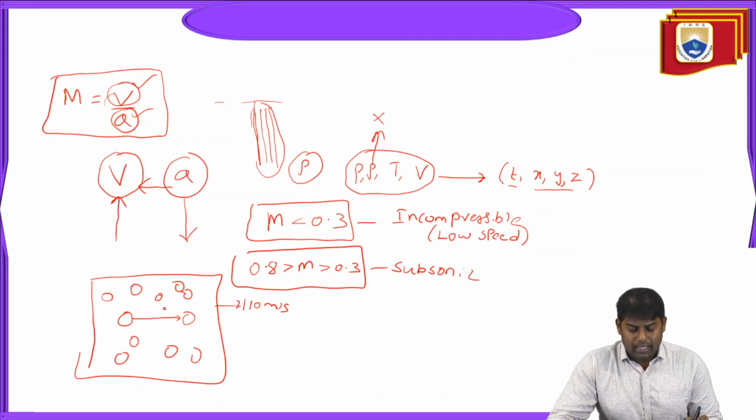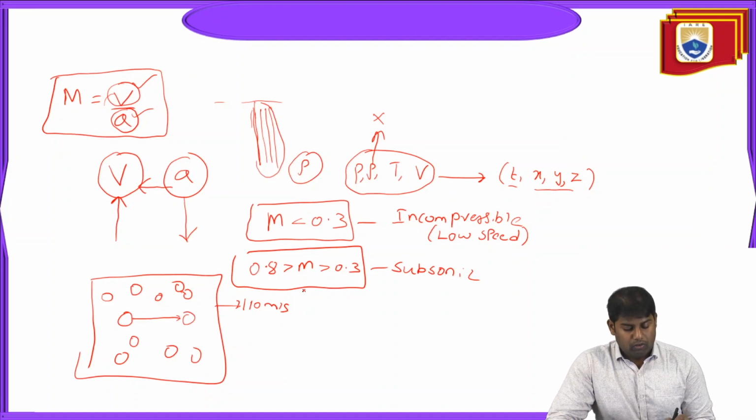If the Mach number is less than 0.3, then it is negligible. The average properties will not change. When we say average, we mean the collection of all the particles. Okay, so this is one thing.